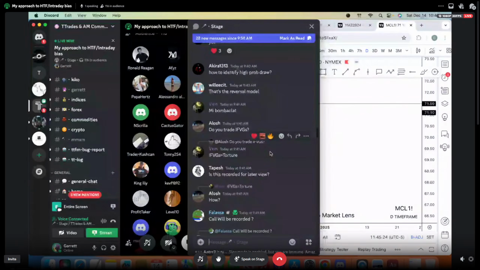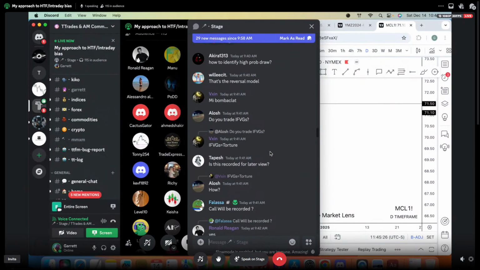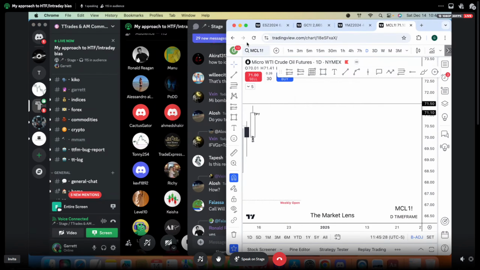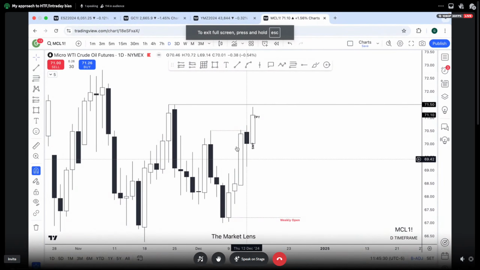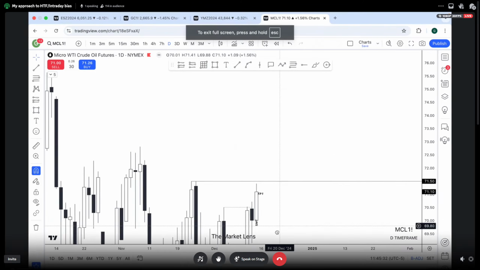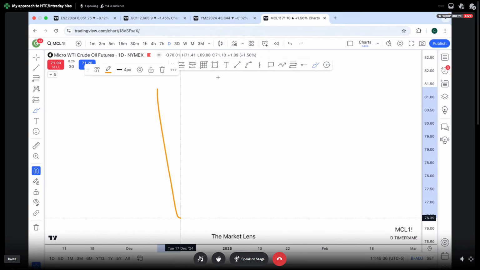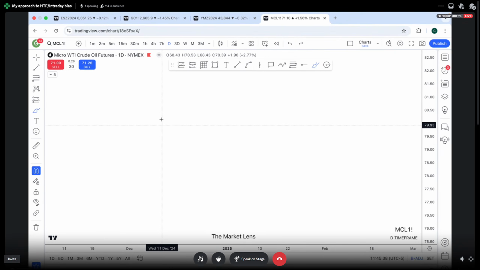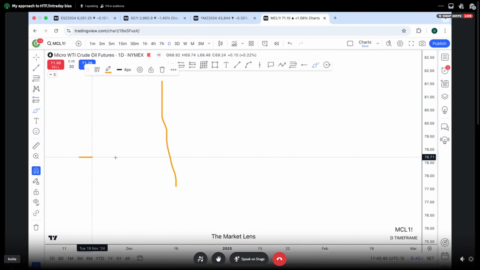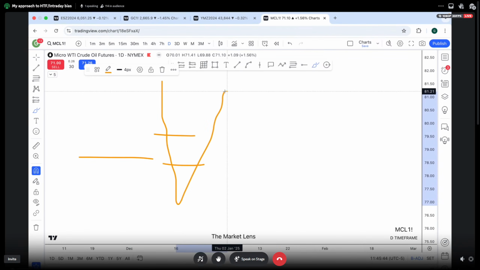Fees, what's up, dude? Do you trade inverse fair value gaps? Yeah, I mean, kinda. So in reversal areas or whatever, you're going to see this a lot. Again, expansion with expansion is the reversal signature. So inside of this expansion into the low, you're going to have fair value gaps. So you want to see expansion through that, right?